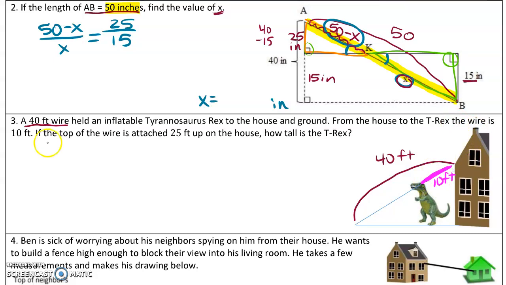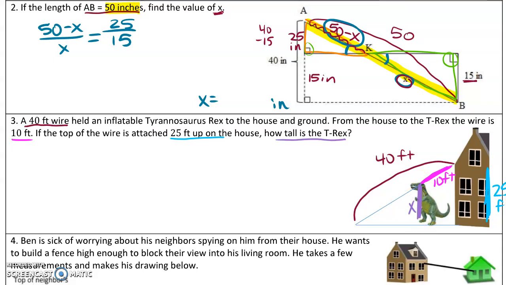And then it says, if the top of the wire is attached 25 feet up on the house, so up on the house, that's this side here, 25 feet. How tall is the T-Rex? That's that side here.